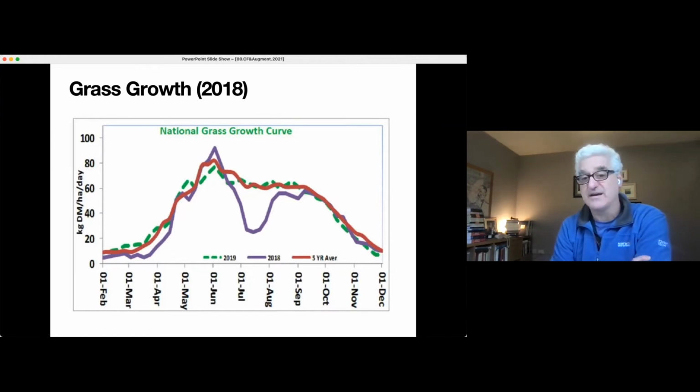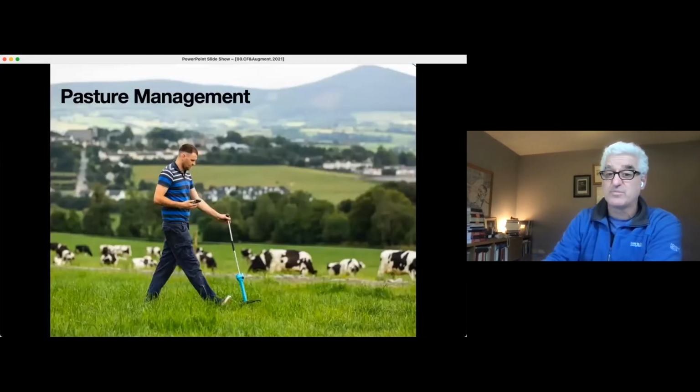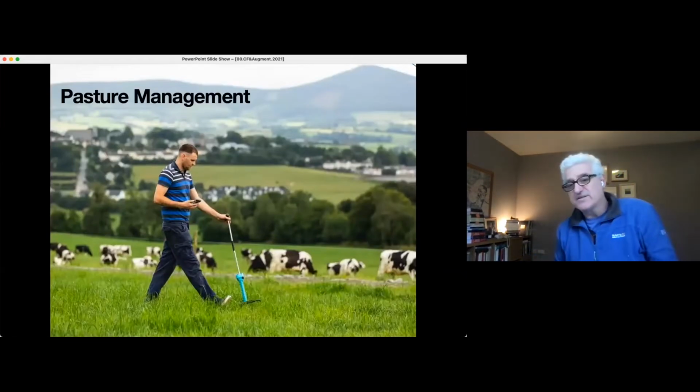And there was a forage crisis where we actually ended up importing grass and stuff like that from other parts of Europe. So this had a huge impact at the time, and of course was not well predicted at all. Why is grass growth important?